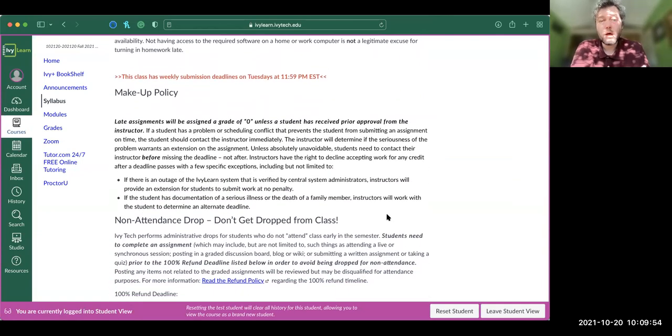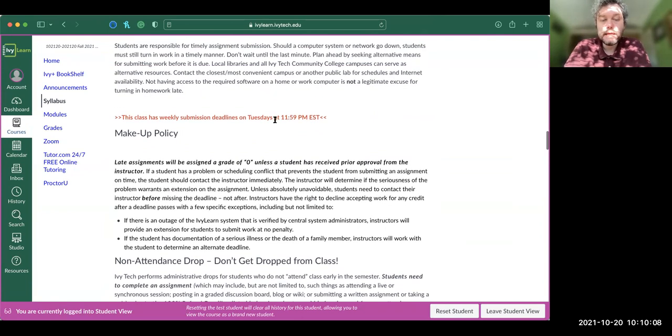Late assignments will be automatically graded as a 0, or I should say, you will lose access to the homework at the due date. So if you needed to get homework 3 done and it passed, that means you're going to be locked out of that homework. You're not going to be able to access it, and then you won't be able to raise your grade on that homework.